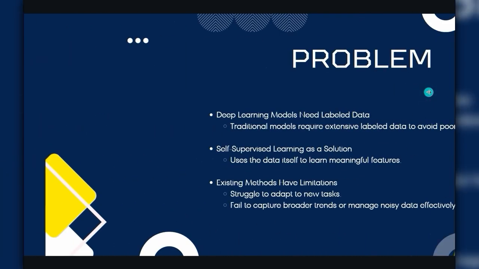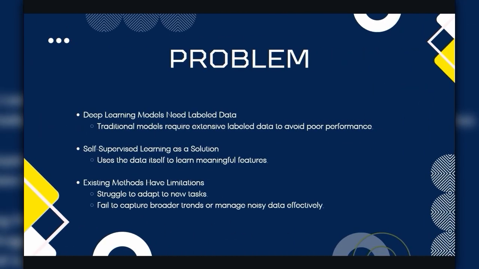The main problem we face is that traditional deep learning models need a lot of labeled data to perform well. But since labeling time series data is difficult, we need better methods that can work effectively with minimal labeled data. This is where self-supervised learning comes in. It is a technique that uses the data itself to guide learning without needing labels. Self-supervised learning offers a great solution by learning useful features from unlabeled data. But here's a catch: existing self-supervised models still face some limitations, and that's where our research comes in to solve those problems.